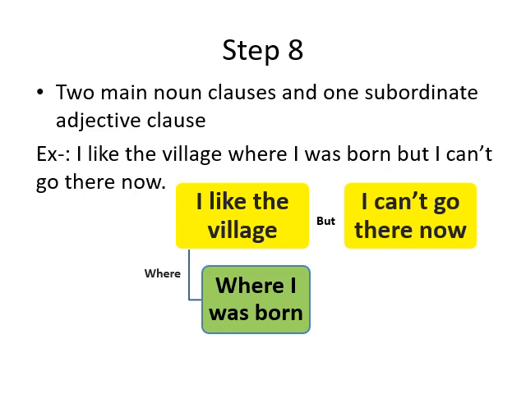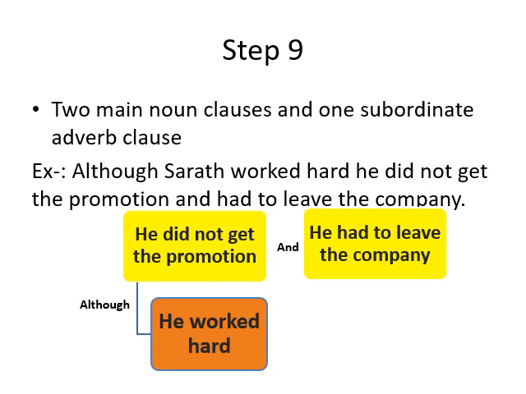Now we come to step 9. Two main noun clauses and one subordinate adverb clause. Although Sarath worked hard, he did not get the promotion and had to leave the company. So there are two things that happened to Sarath. Although he did a good thing, he worked hard. But there are two things that happened to him which he did not deserve. One thing is he did not get the promotion, and as a result he had to leave the company.